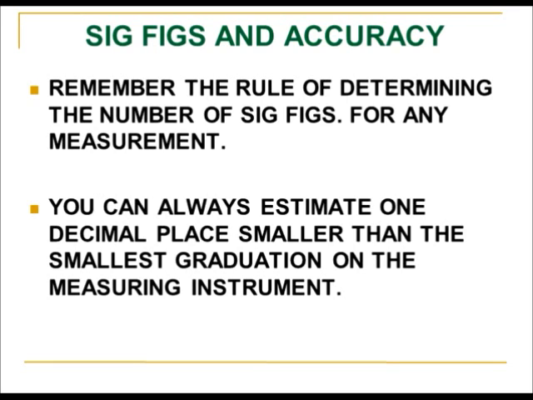Like on our triple beam balances, they go to about 0.1 gram. I can always estimate, if it's somewhere between, let's say, 8.5 and 8.6, I can guesstimate and say this is 8.55. That's the one decimal that I can guess at.